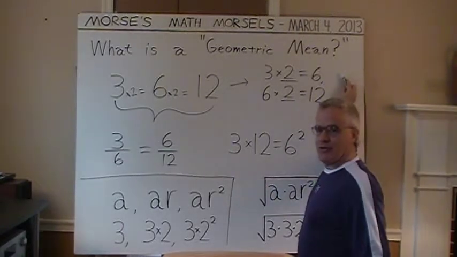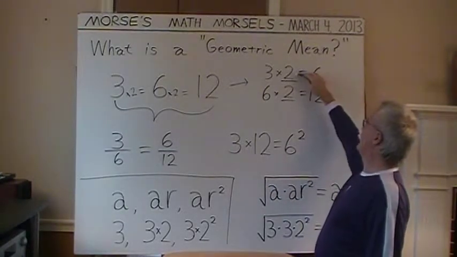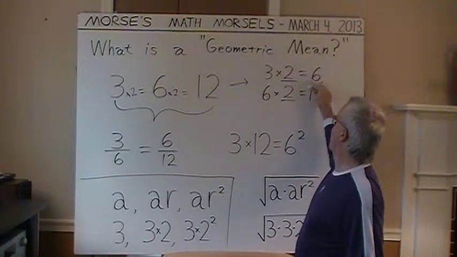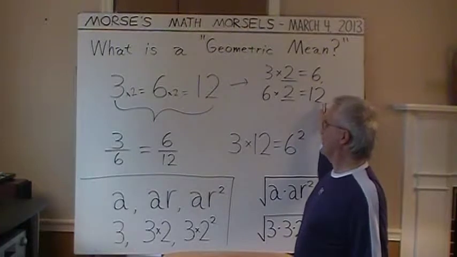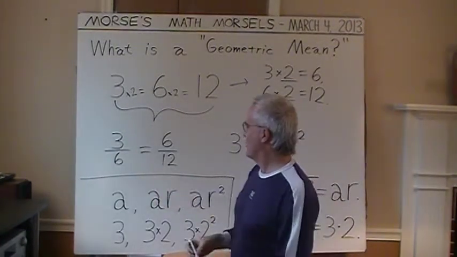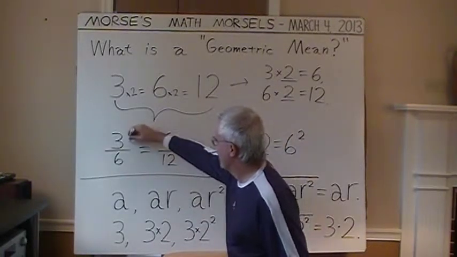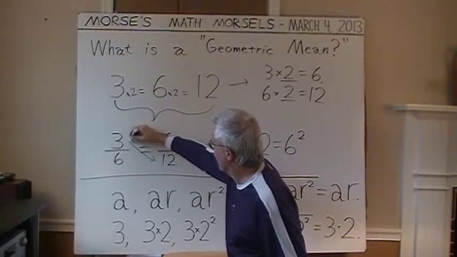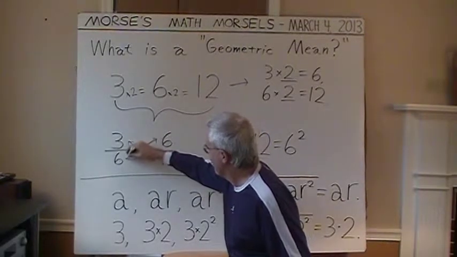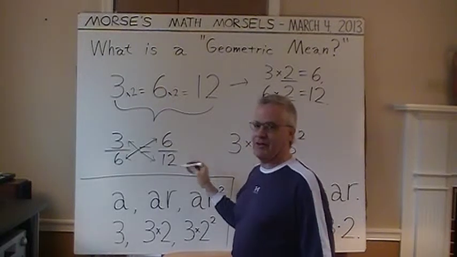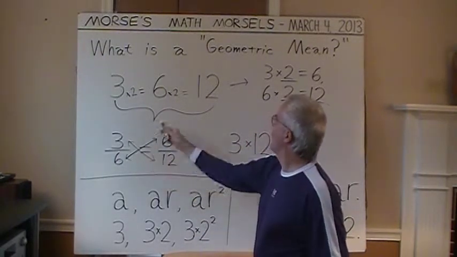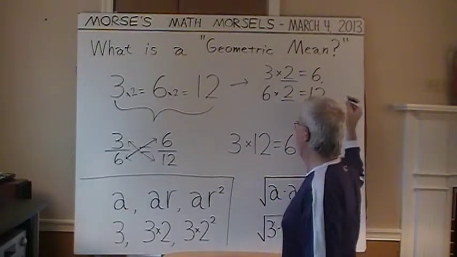And also illustrate it over on the right side. 2 is our constant, our ratio. 3 times the 2 is 6. And sure enough, 6 times the 2 gives 12. And I show it in the fraction or ratio form. Note the 3 and the 12. If we do the cross multiplication, 3 times 12 that way, and 6 times 6, each product is 36, and they match. And 6 is our so-called geometric mean.